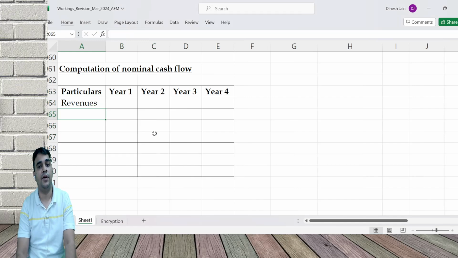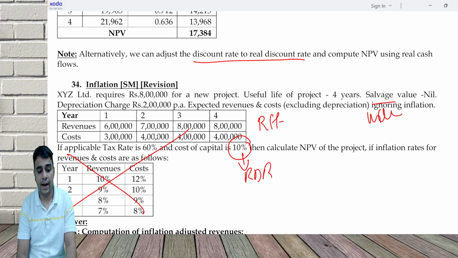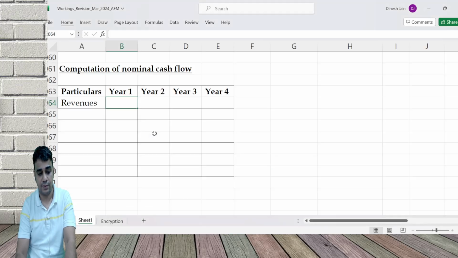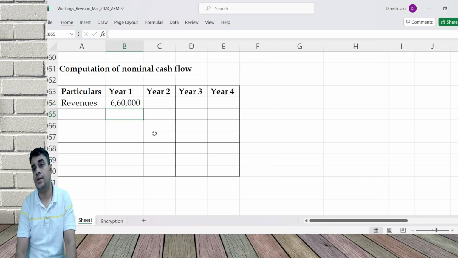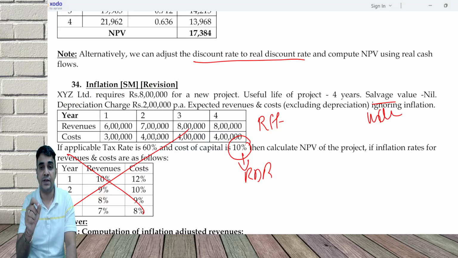We'll start with revenues. For the first year revenue, add inflation: 6 lakh plus 10%, which is 6 lakh 60. Second year, first add 10%, then add 9%. You have to give effect to both inflations.